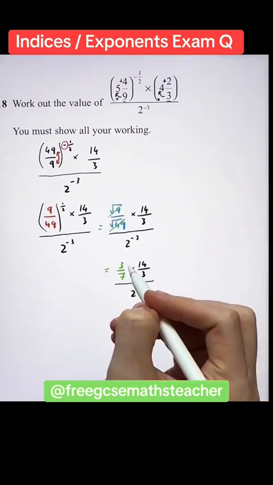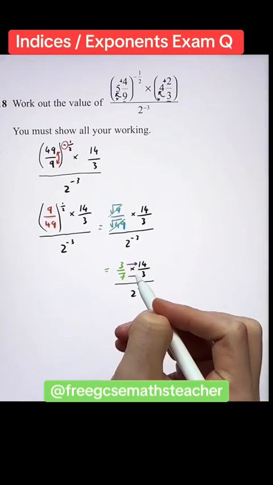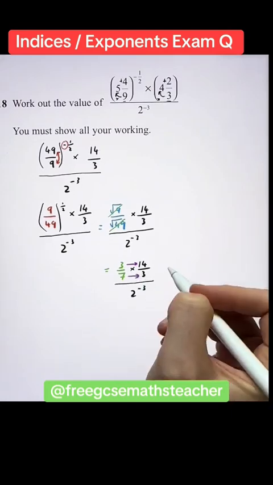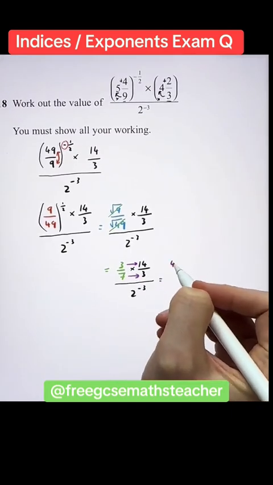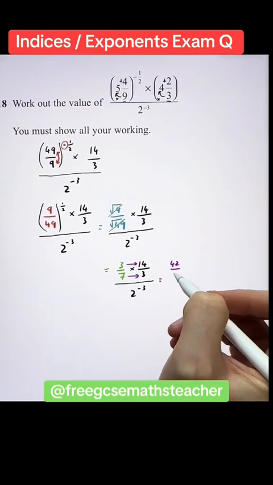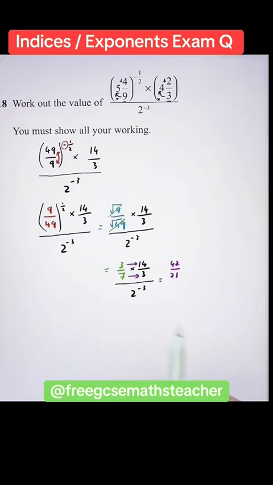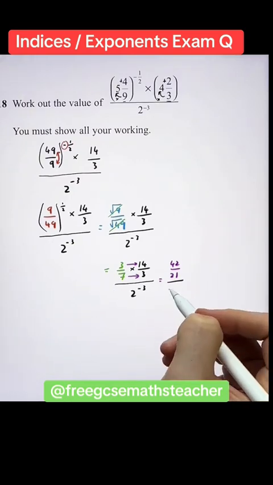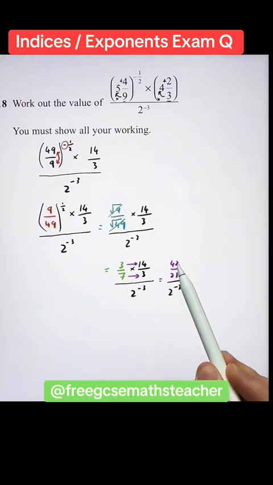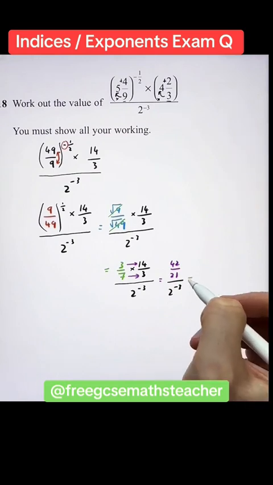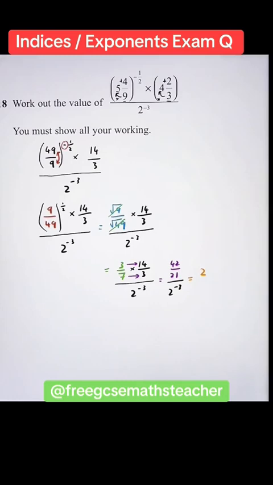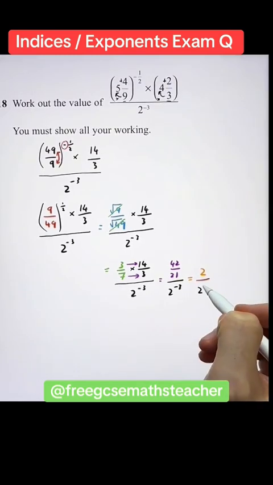When multiplying fractions, I just multiply the tops and multiply the bottom separately. Well, 3 times 14 gives us 42. And the bottom 7 times 3 gives us 21. And still, we're dividing by 2 to the power negative 3. We know that 42 divided by 21 is 2. And we're still dividing by, on the bottom, we've got 2 to the power negative 3.